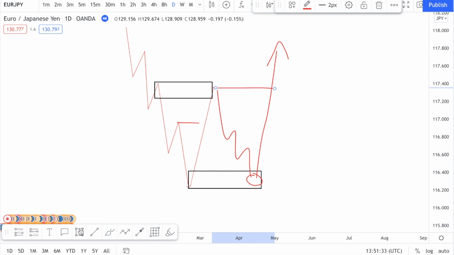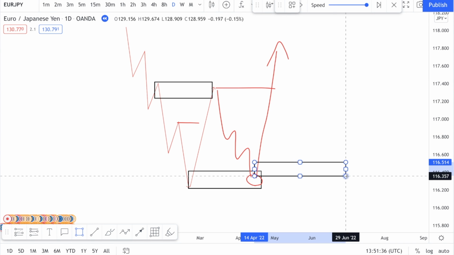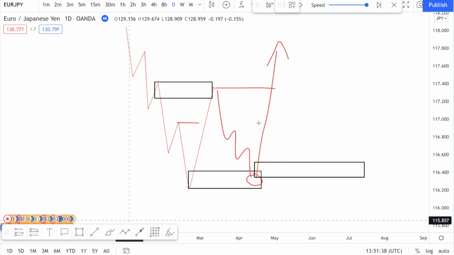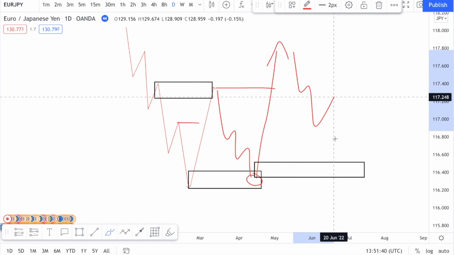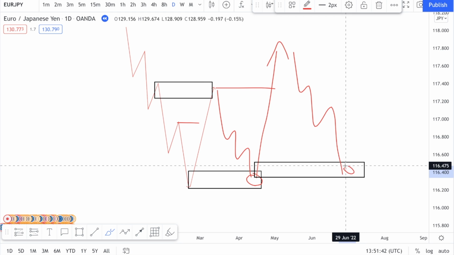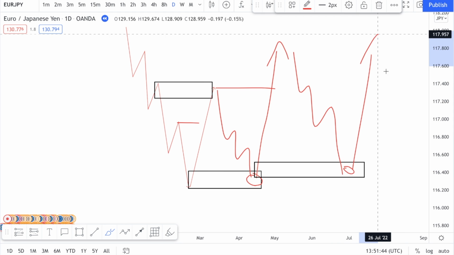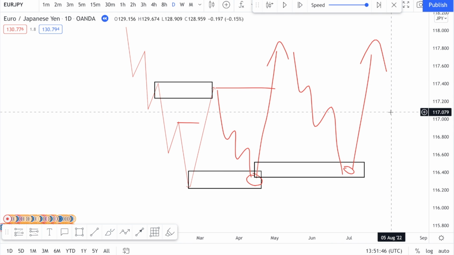Now all we need to do is find our demand zones. And at this point, we've got a higher probability trade if you're taking a buy from here, because we've got confirmation now that the order flow has shifted.